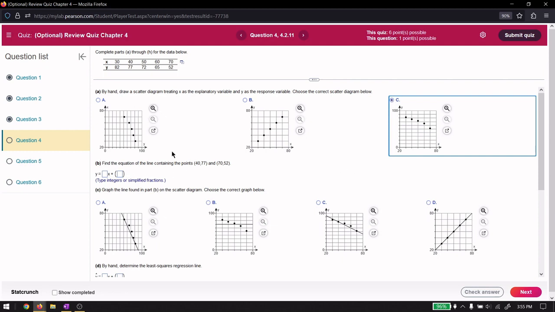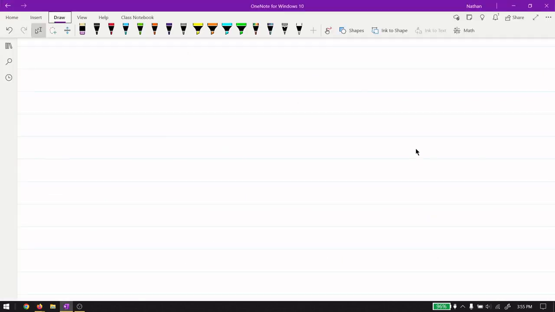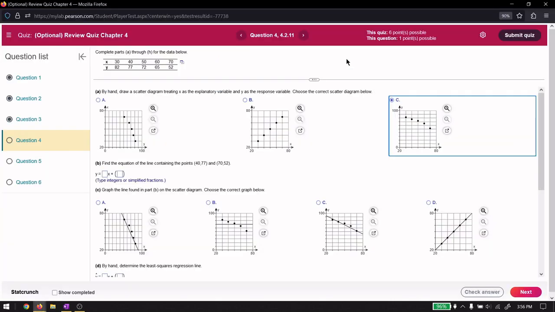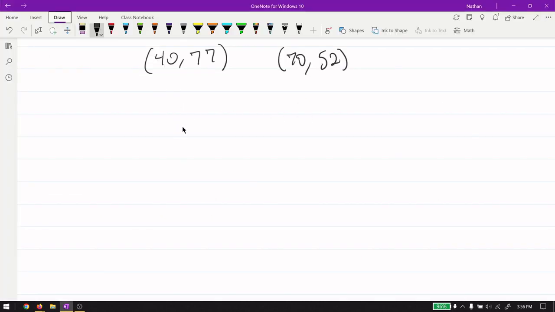Okay, find the equation of a line containing the points (40, 77) and (70, 52). Now, to find the equation of a line that goes through these 2 points, we just use the point slope formula of a line, where x1, y1 is one of the 2 points that we have here. It doesn't matter which one, just choose one. I'll just choose this one. Again, it doesn't matter.